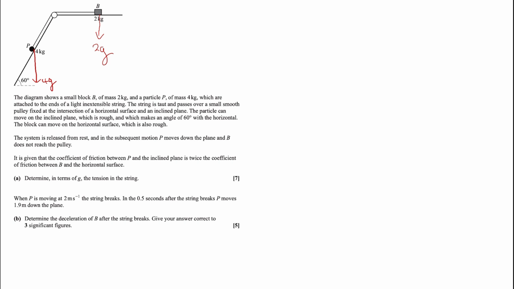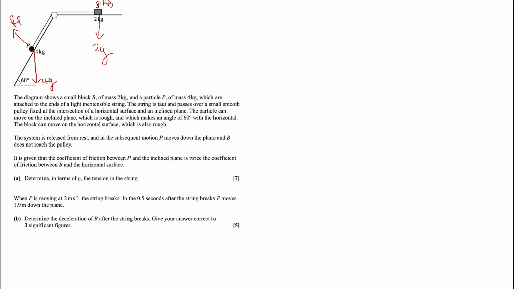The string is taut and passes over a small smooth pulley. The particle can move on the inclined plane, which is rough, and which makes an angle of 60 degrees with the horizontal. The block can move on the horizontal surface, which is also rough. So both of these surfaces are rough, which means we're going to have friction. Now, B, we're going to have some kind of reaction force. Let's call this RB. And similarly at P.